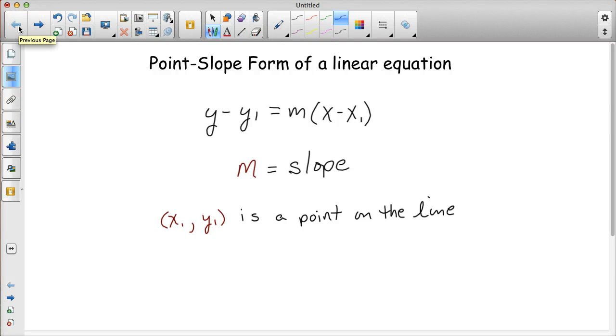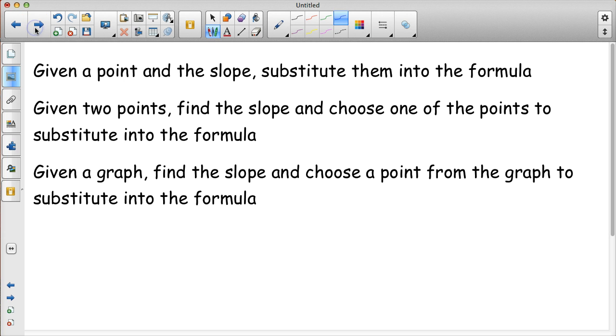Let's look at point-slope form of linear equations. The formula for point-slope form is y minus y1 equals m times x minus x1, where m is the slope and x1, y1 is a point on the line. What do we do with that information? Well, if we are given a point and the slope of a line, we can substitute them into that formula and have the equation of our line.